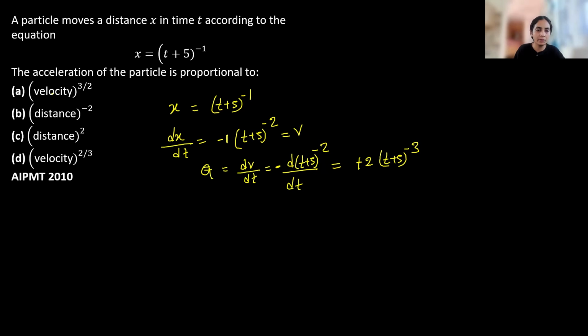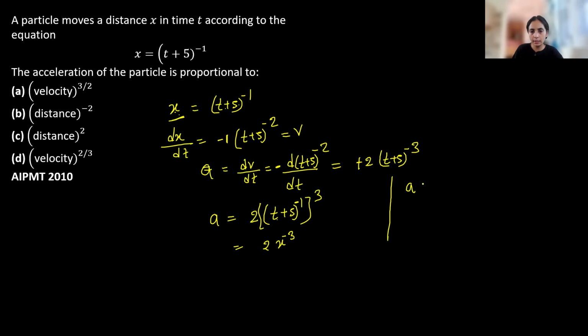Now options are in terms of velocity and distance. So let us mark it. First, the value of a. See, what is your x? (t+5) to the power -1 is x. So (t+5)^-1, how can you write this? 2 times ((t+5)^-1) to the power 3. Okay, so (t+5)^-1 is what? x. So from here we can say 2x to the power 3. But there is no such option, there is no option with distance to the power 3. Then it will be in terms of velocity, and two options are given for velocity, so we need to check.